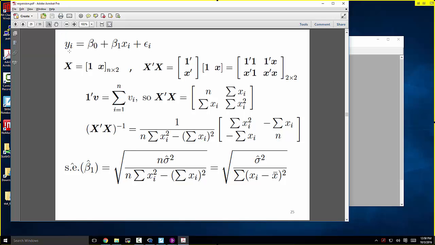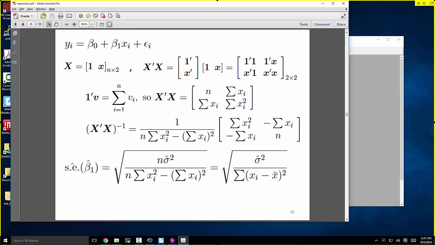Here's the simple linear regression model, one continuous predictor variable. Our design matrix for simple linear regression is n by 2: n because there are n individuals, 2 because there are 2 coefficients. And we can write it compactly like this, with square brackets indicating a matrix. The bold-faced 1 is a vector of 1s, n 1s in the first column. And the second column is all the x's: x1, x2, dot, dot, dot, xn.